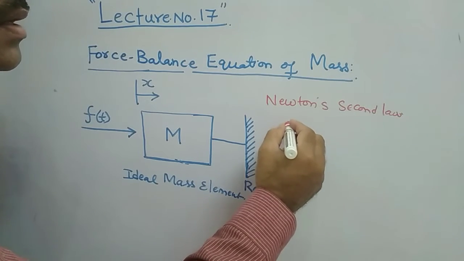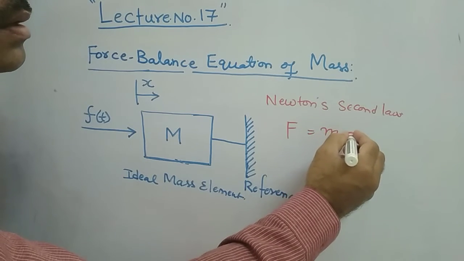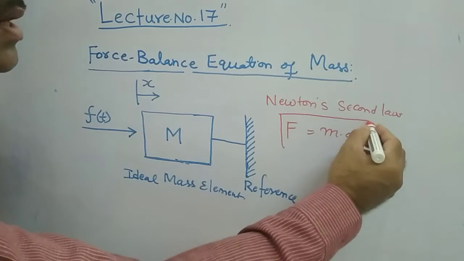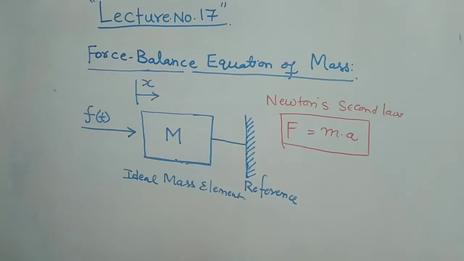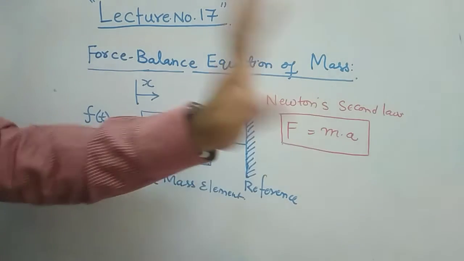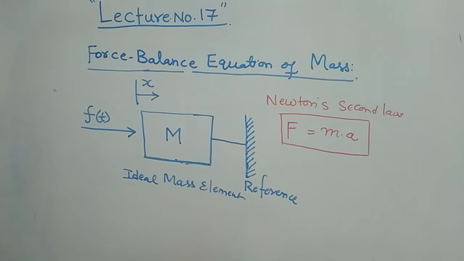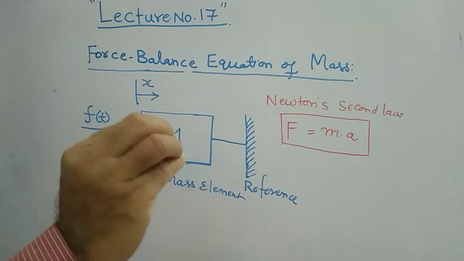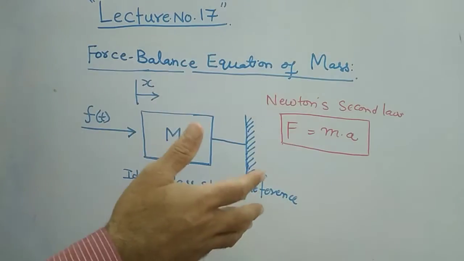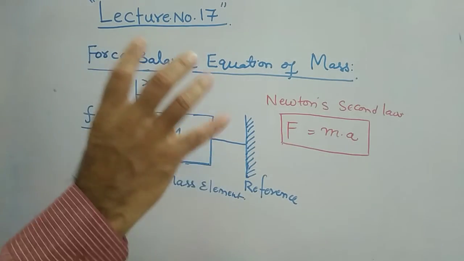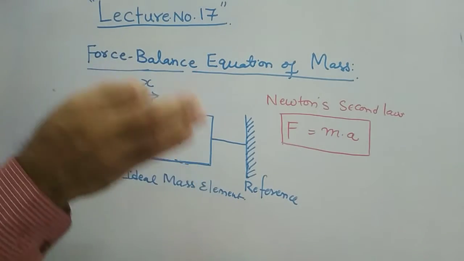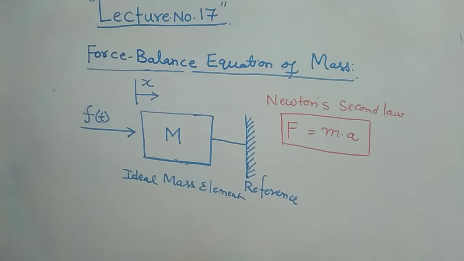As per Newton's second law, F is equal to m into a. F is the applied force, m is the mass, and a is the acceleration. Therefore, according to Newton's second law, the total force acting on a particular body is equal to 0. There could be different kinds of forces, each due to some other parameter. So there are many types of forces acting on a particular body, and the sum of all the forces, if you equate, should be equal to 0. That is what Newton's second law states.